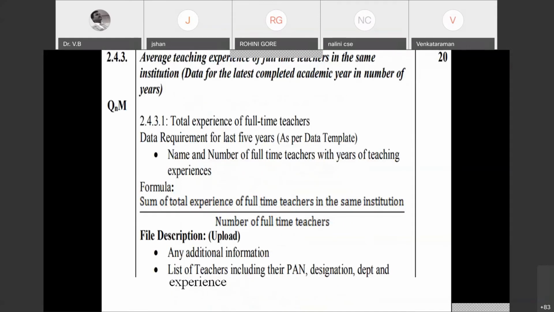Next is the average teaching experience of full-time teachers in the same institution. This is to take up the retention ratio. The more teachers you have with long experience, it means the retention rate of the institution is very good, which means the teachers are happy over there. So the more experience you can show here, the more marks you can score.